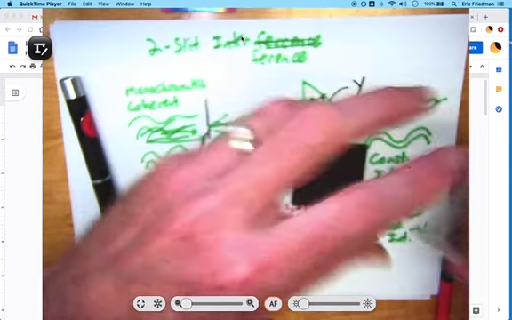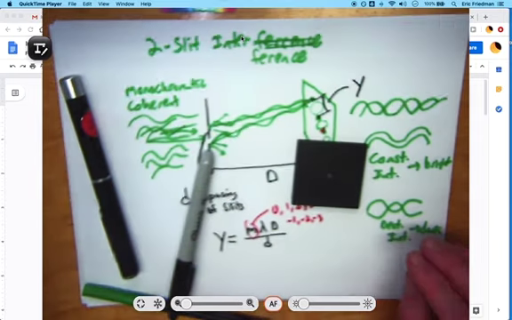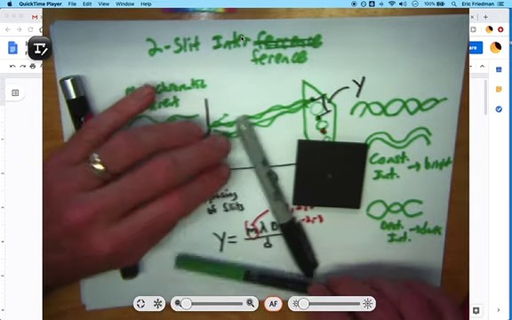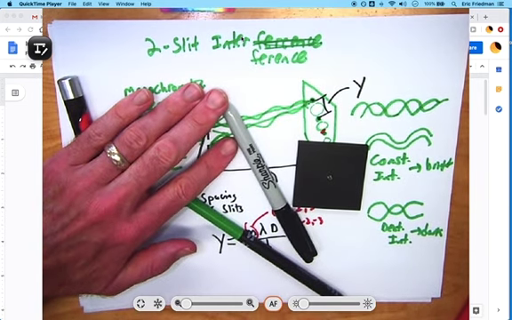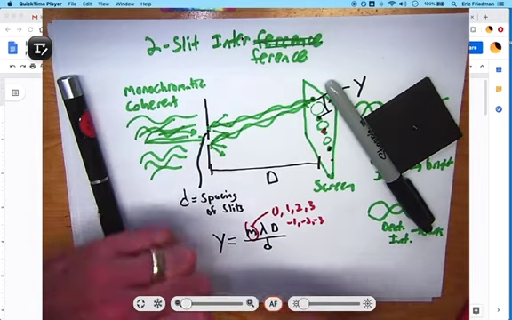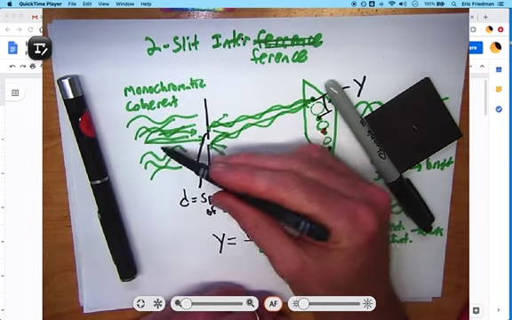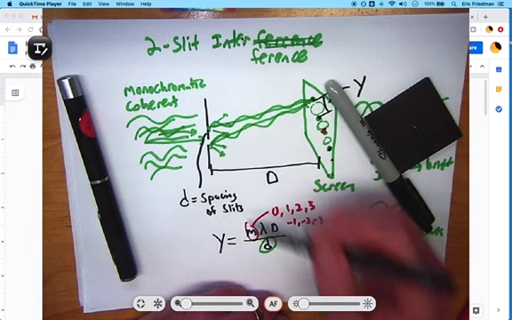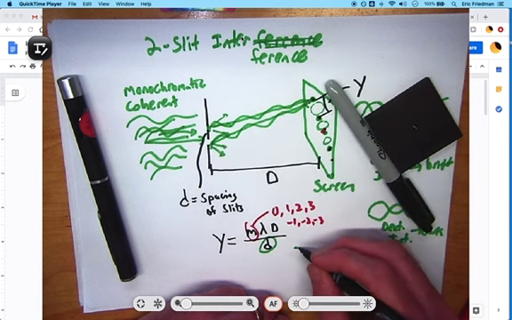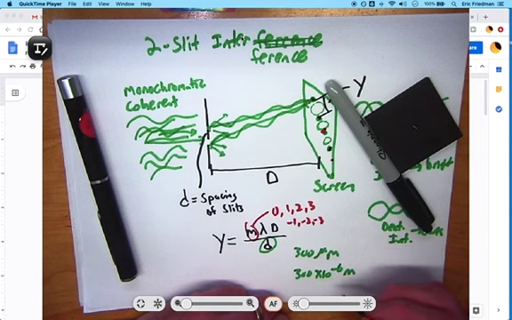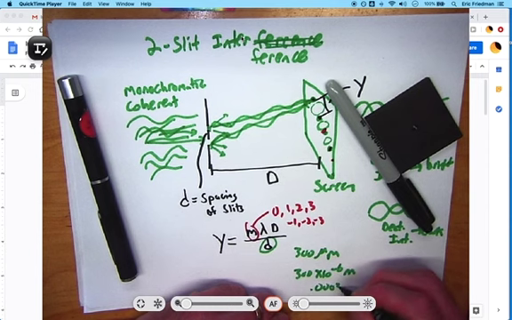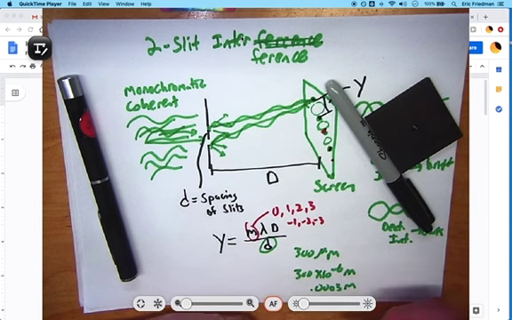So what we really need for this two slit interference to work out is, let's see if I can get the focus back. There we go. We need this little d value to be pretty small. The wavelength of visible light coming in is small, so we need d to be pretty small. In this example, it was 300 micrometers. That's 300 times 10 to the -6th meters, which works out to be 0.0003 meters. So that's pretty small.